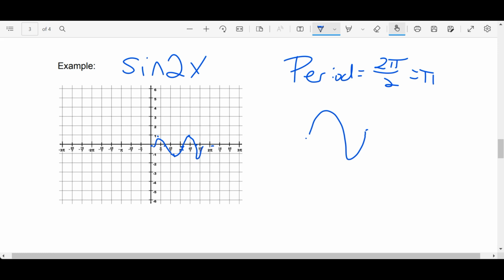That's poorly drawn. It's embarrassing. Let's try that again. I went too far down, but you get the point. So the graph would look like that.